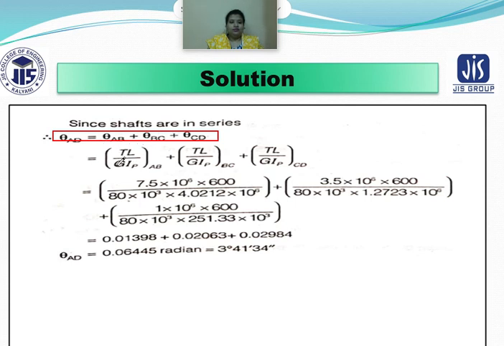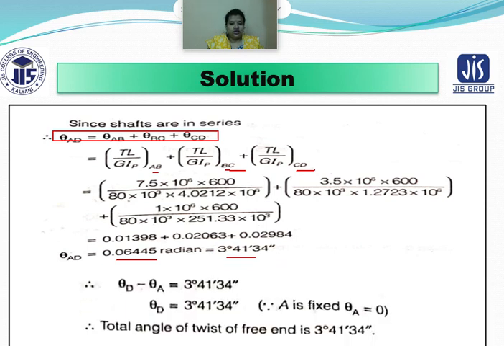T into L by G into I for AB, for BC and for CD. So after summing all the data, the angle of twist for the entire shaft AD is none other than 0.06445 radian. Now radian has to be converted into degree, and that has been done here.